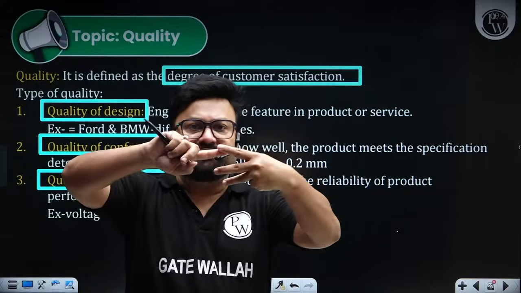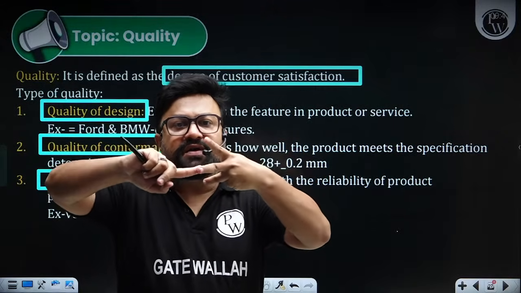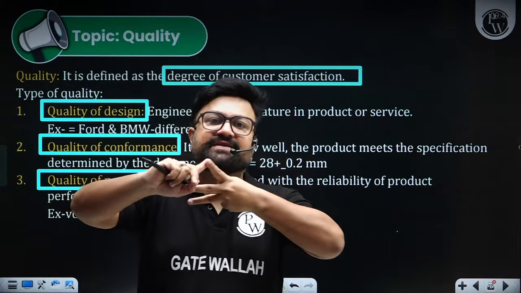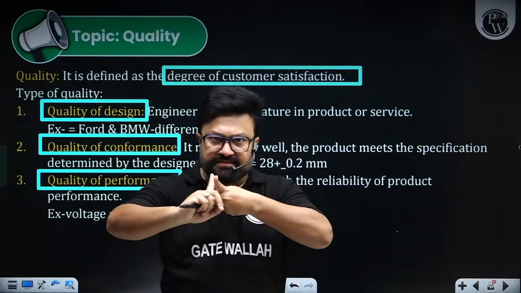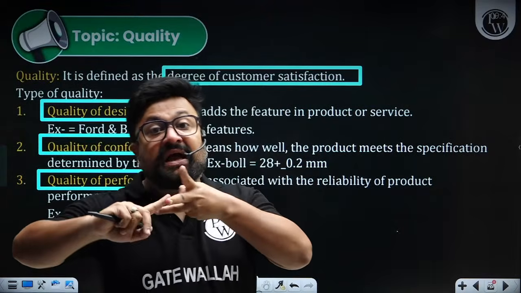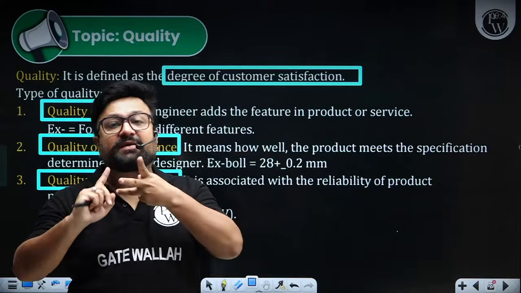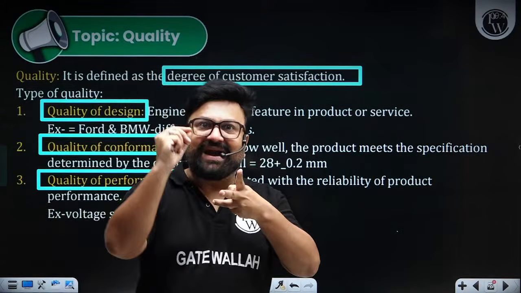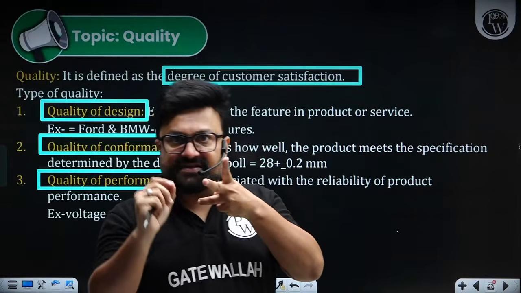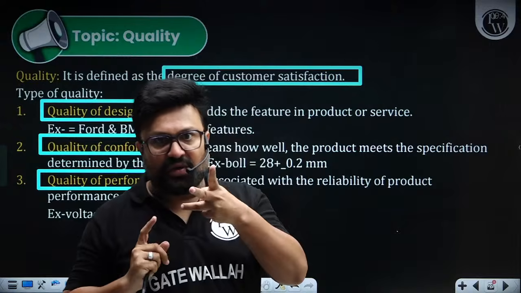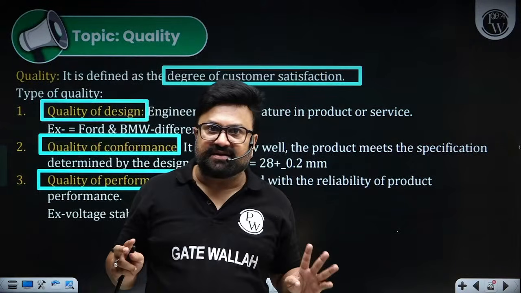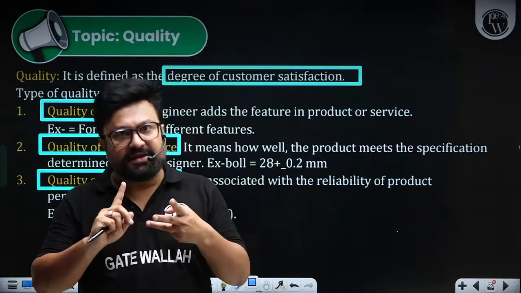That is quality of design, quality of conformance, quality of performance, right? Quality of design is what? Engineers add some features during design of the product. Quality of conformance means how well the product meets the specification. If you are adding some features, then how well that feature meets its specification. Quality of performance is associated with the reliability of product. That's it. But you need to remember only 3 points.